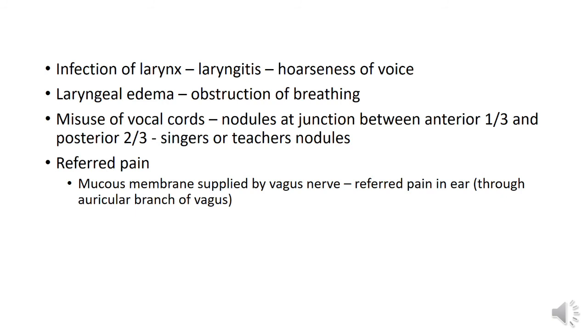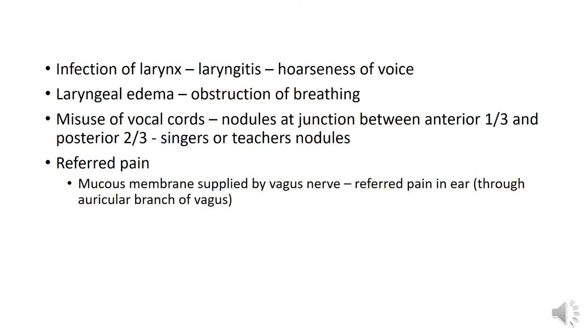Any pain in the mucous membrane of the larynx is referred to the ear, because the mucous membrane of the larynx is supplied by branches of vagus nerve. The same vagus nerve through its auricular branch also supplies the ear. So any pain in the larynx is referred to the ear.